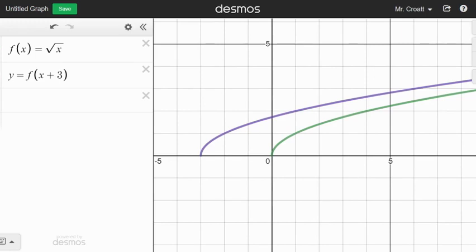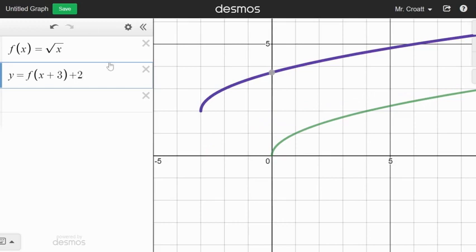moves it right. And if I have some combination of the two, if I have something happening inside the function, something happening outside the function, x plus 3 on the inside of the function is moving it to the left by 3, and then the plus 2 outside, or you could think of it as after the function, moves it up by 2. So the green graph has been moved left by 3, up by 2 to give us this new graph. And it doesn't matter what our parent function is.